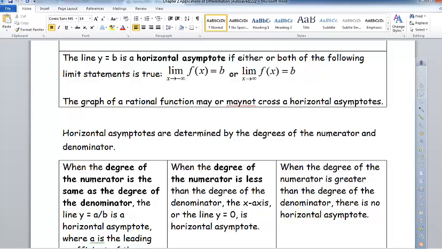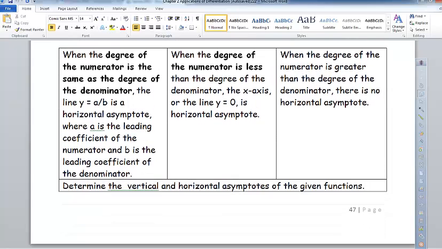So we're going to look at the three ways that we can determine what the horizontal asymptotes are. The first way, well, with all the ways, we look at the degrees of the numerator and denominator. If the degree of the numerator is the same as the degree of the denominator, the line y equals a over b is the horizontal asymptote. And a is going to be the leading coefficient of the numerator and b is the leading coefficient of the denominator. So when the degrees are the same, the horizontal asymptote is just y equals a over b.